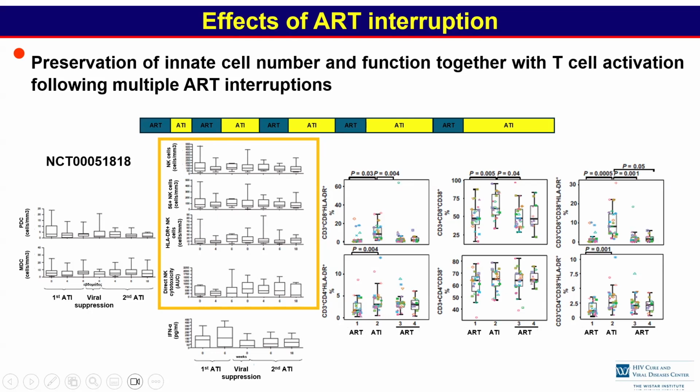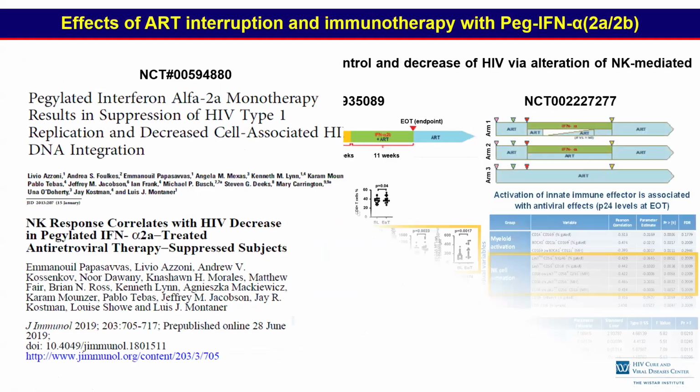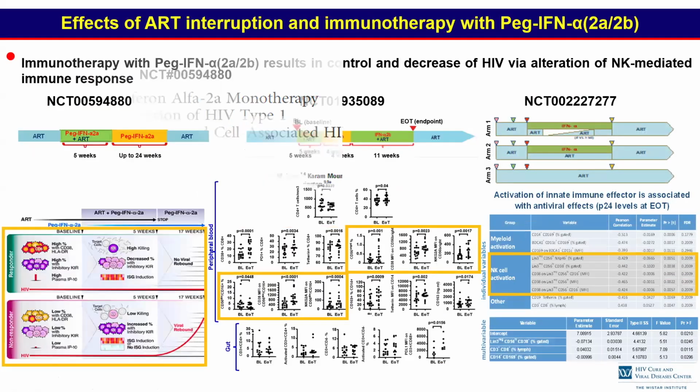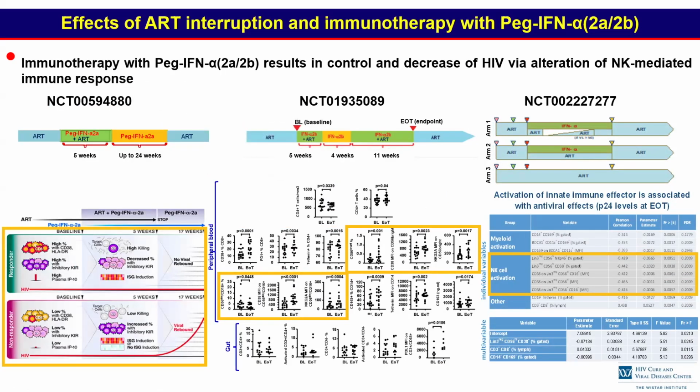So this led to other immunotherapy trials where we combine interruption of therapy together with immunotherapy. In these cases, we have trials where we use interferon together with interruption of therapy. And we saw that basically here, we have an activation during these cycles of immunotherapy of the NK cells, and this activation of different subsets of NK cells together with increased toxicity led to decrease of the viral load.